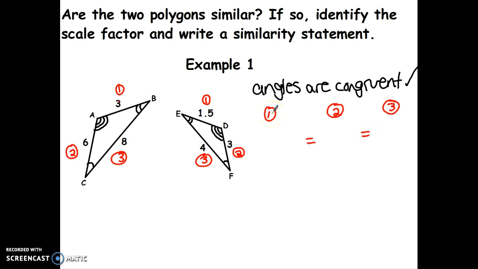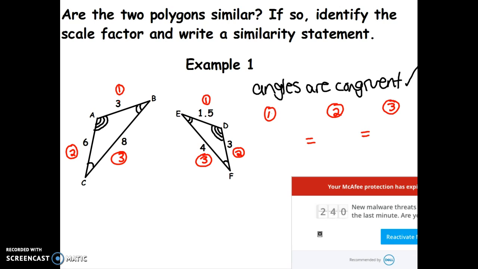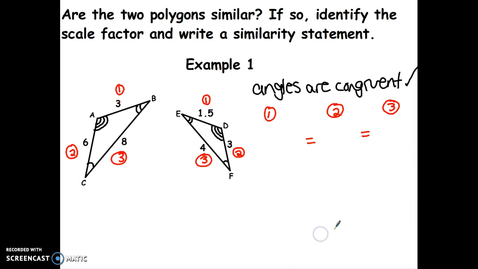We see here that we don't have any primes, so we can't easily see which one is the new figure and which one is the old figure. So we're just going to assign one as the old and one as the new. I'm going to say that this is my old figure and this is my new figure. To find a scale factor, we put the part of the new figure over the part of the original figure. So for the number ones, the new figure is 1.5, and the original figure is 3. For the twos, that'll be 3 over 6, and for the threes, that'll be 4 over 8.